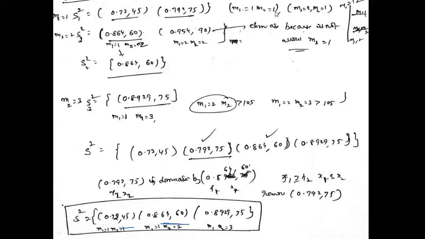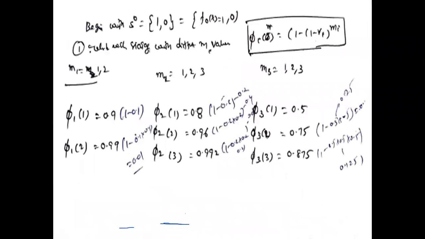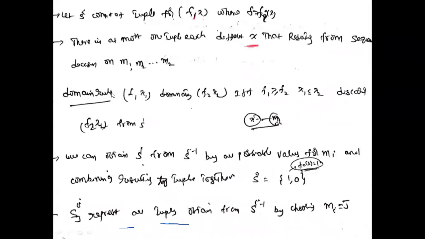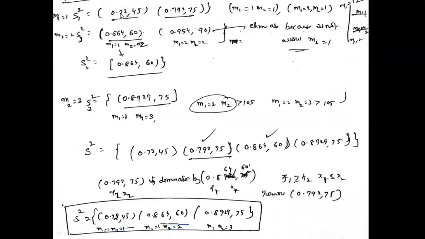Next, we are applying the dominance rule. In the dominance rule, which we already explained, suppose (F1, x1) and (F2, x2): if F1 is greater than or equal to F2 and x1 is less than x2, then discard (F2, x2). So F1 greater than F2 means 0.72 greater than 0.72, but x2 less than 45.